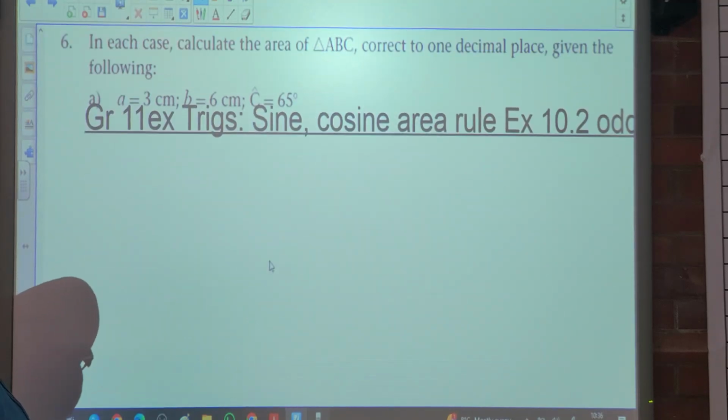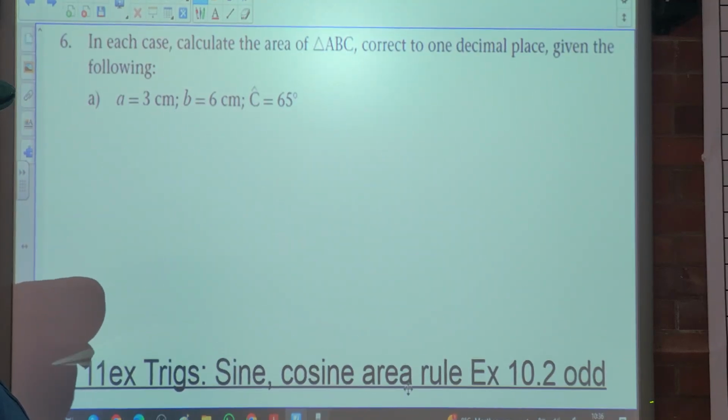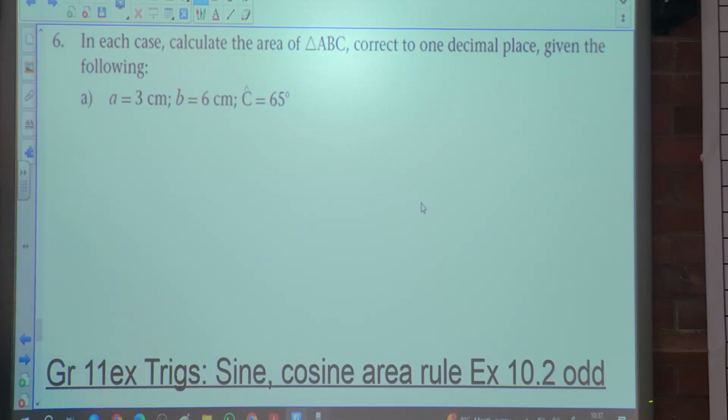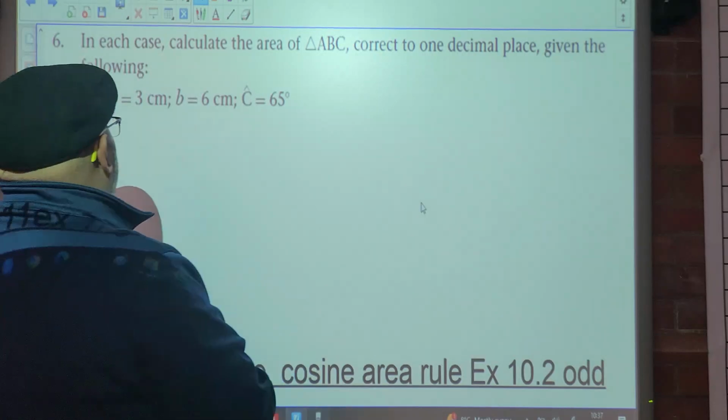Number 6. Number 6 is not even, but we said we're going to do every alternate sum. Okay, that is just an indication there for us. For next year we will do the even for the other sums. People, in each case, calculate the area of triangle ABC, correct to 1 decimal place, given the following.